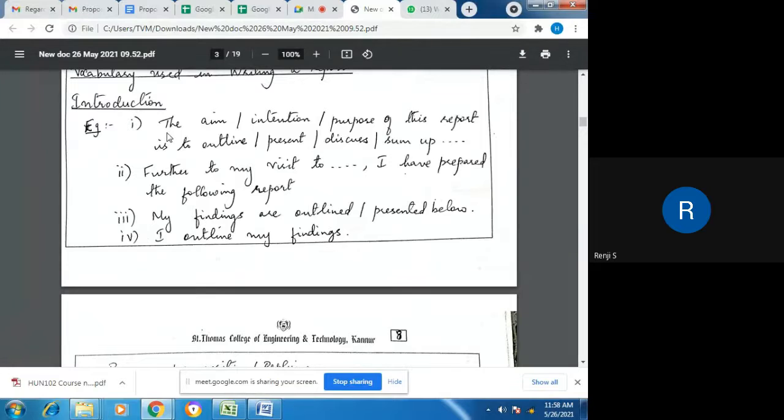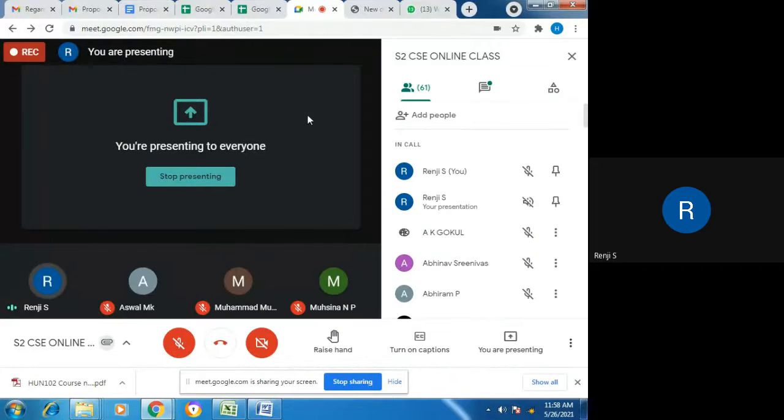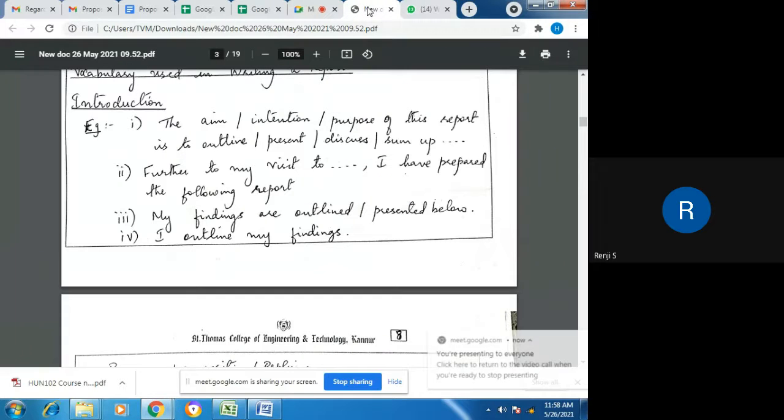So the first sentence is the aim, or the intention, or purpose. Any report you write will have an aim. For example, you do any experiment in your lab, or you write a program in C. Everything will have an aim. After the main heading comes the aim of the program or the aim of the experiment. Likewise, for writing a technical report, you will have an aim.